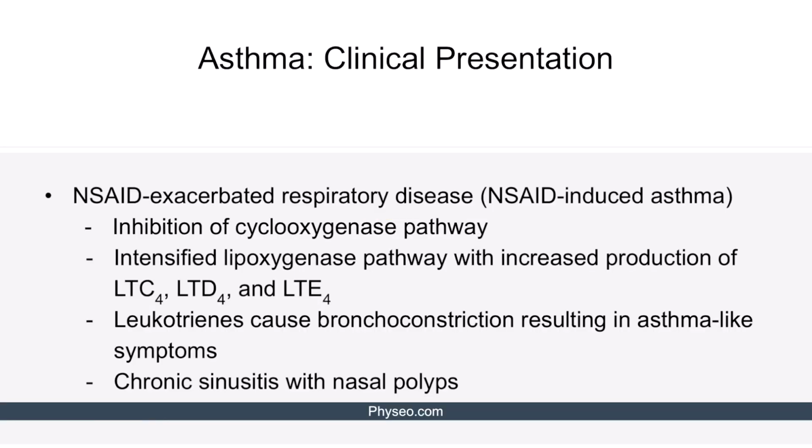There's one subtype of asthma that we will discuss now. It is called NSAID-exacerbated respiratory disease, or NSAID-induced asthma. Let's discuss how NSAIDs can induce symptoms of asthma. NSAIDs can cause inhibition of the cyclooxygenase pathway. Therefore, arachidonic acid is shunted to the lipoxygenase pathway, resulting in increased production of leukotrienes C4, D4, and E4. These leukotrienes cause bronchoconstriction, resulting in asthma-like symptoms. NSAID-exacerbated respiratory disease is also characterized by chronic sinusitis with nasal polyps.